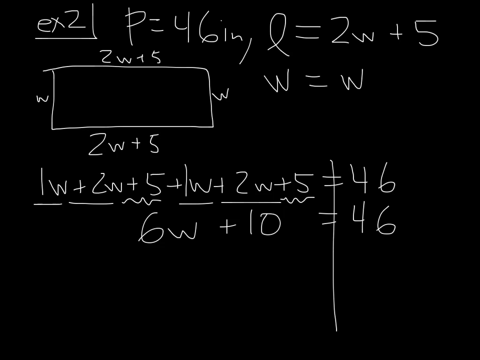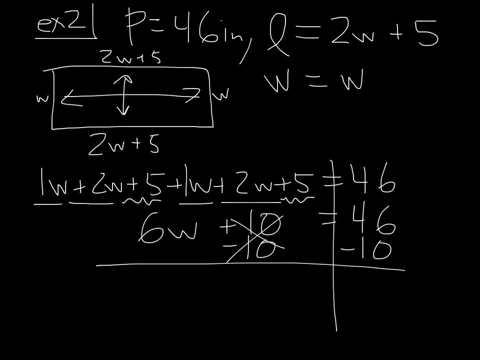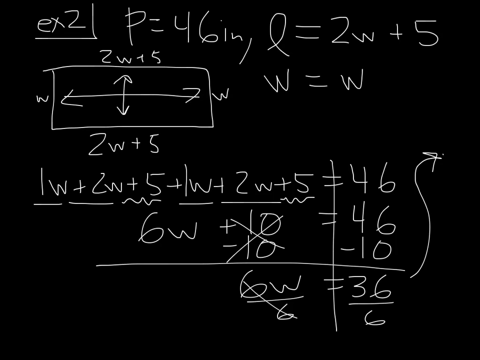So there I got 6w plus 10. If you look in the book, it'll show it different because it'll distribute 2 times each of these lengths and 2 times each of those widths. But now, since we have constants on both sides, I'm going to take that constant over. I get 36 equals 6w, and then divide by 6. So, final answer here is w equals 6.